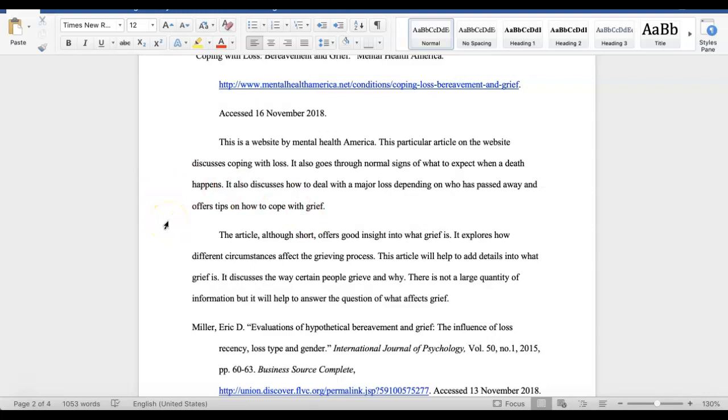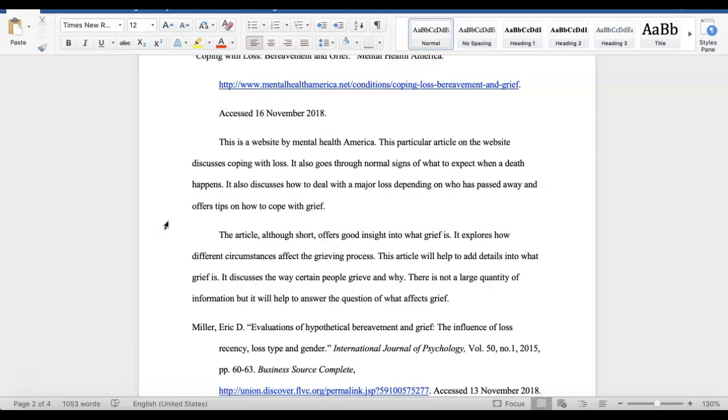Here's what this says. This is a website by Mental Health America. This particular article on the website discusses coping with loss. It also goes through the normal signs of what to expect when a death happens. It also discusses how to deal with a major loss depending on who has passed away and offers tips on how to cope with grief.